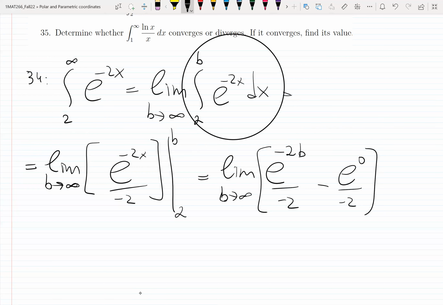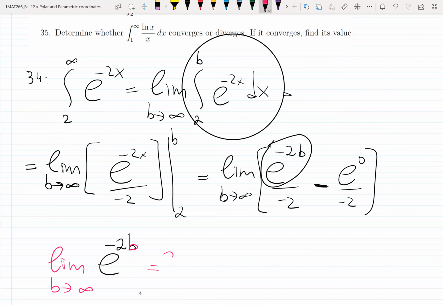Now, the second part is some kind of constant. It will not change the result if everything is infinity. So we only need to calculate that if it's not infinity. So let's see if it's infinity or not. This is what matters. What is happening with e to the minus 2b when b actually is plus infinity? That is the question. And it takes us to calculus 1 limits.